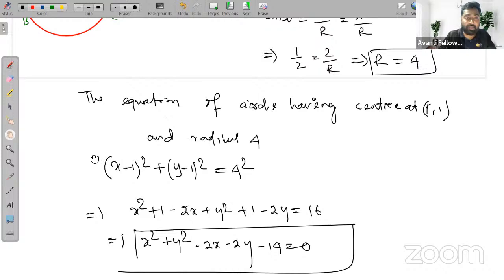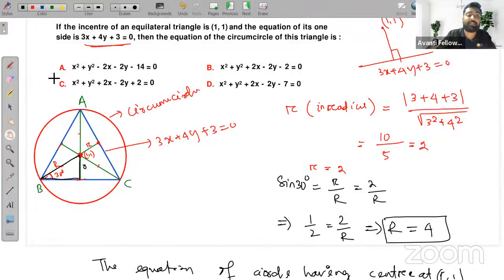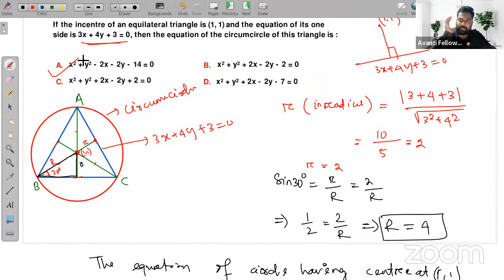So which option is the correct one? x^2 + y^2 - 2x... Option A is the correct one. Is that clear to everyone, guys? If you have any doubt, you can ask. You two guys also, you can respond in the chat box.